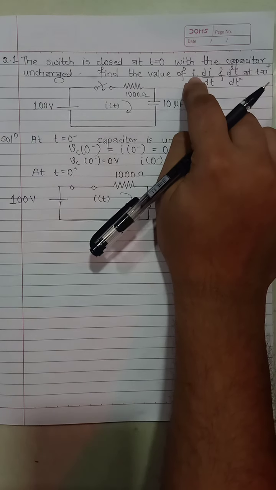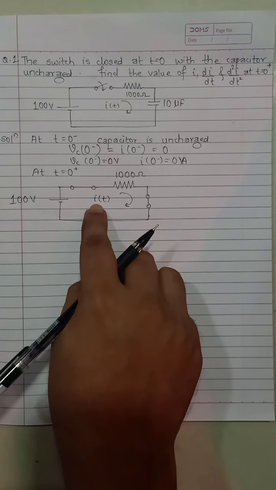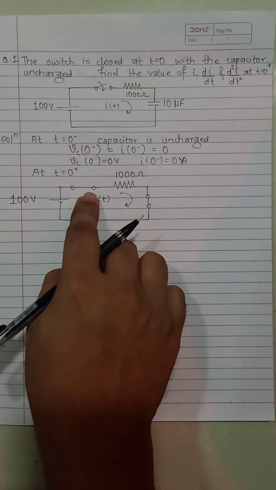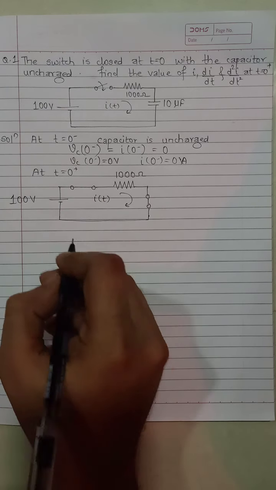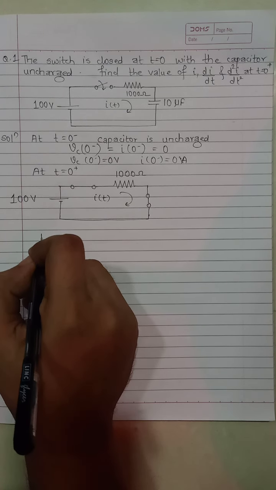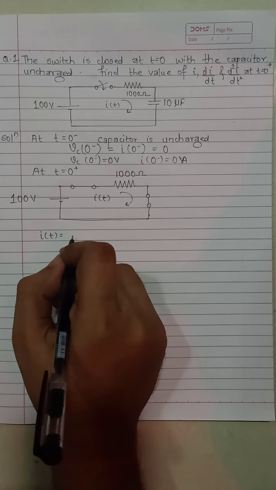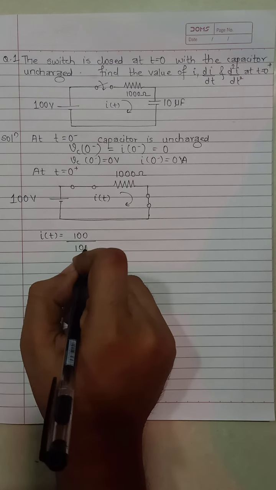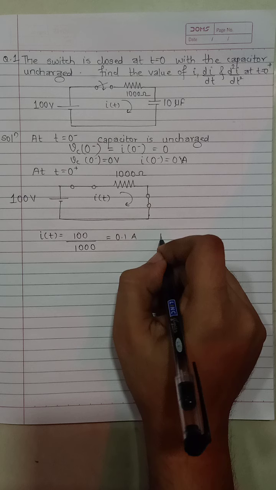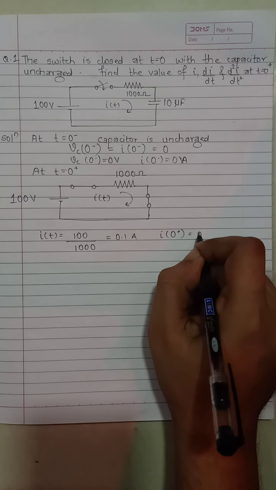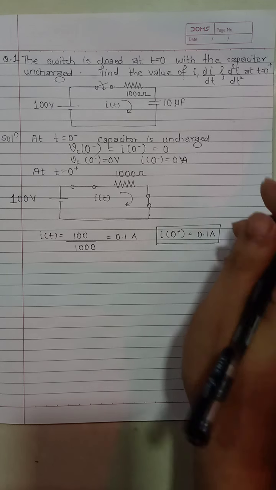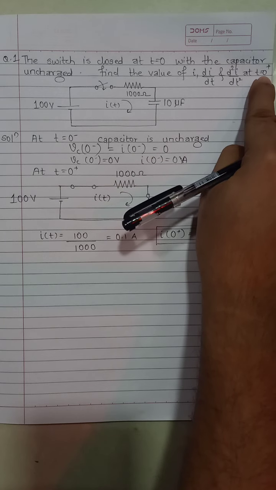So we need to find i at t equal to 0 plus. This diagram is for time t equal to 0 plus, when the switch is closed. So I can say i of t is 100 upon 1000, which will give me 0.1 ampere, or I can say i of 0 plus is 0.1 ampere. So from the question I have found i at t equal to 0 plus.